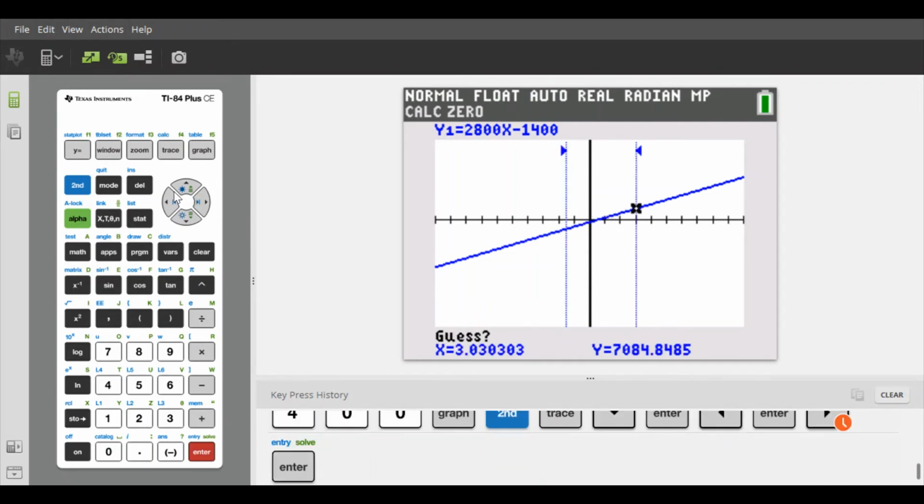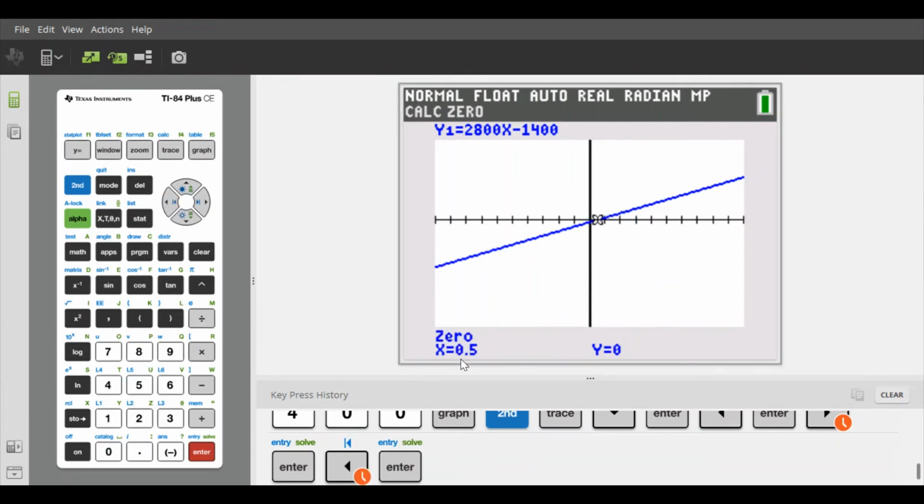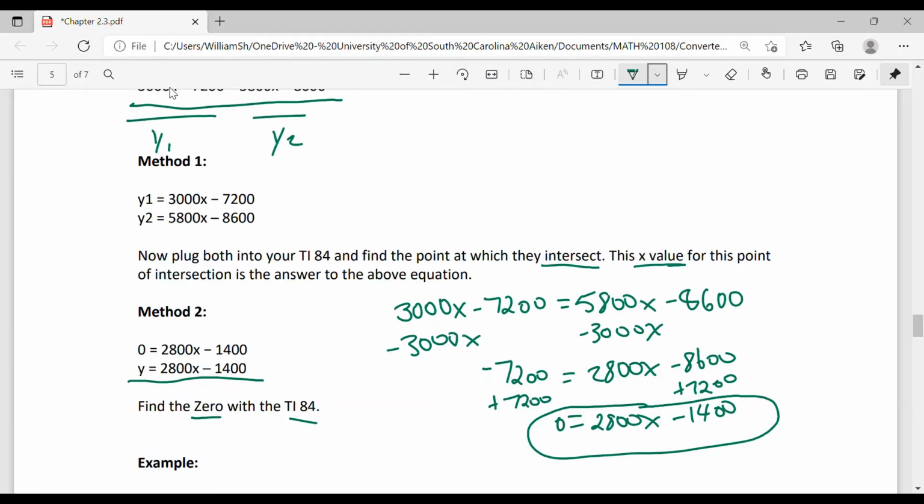My honest preference here is method 1, because it's less solving that you have to do. It's straight entry to your calculator, but either method works. You get the same thing. X is a half, or 0.5. So like we found on the calculator, with either method we found x equals 0.5, or if you'd rather write it as a fraction, x equals a half.